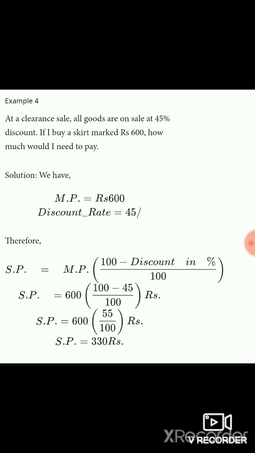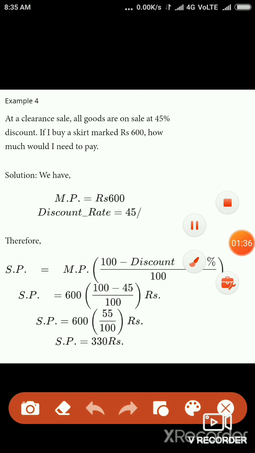Okay, one more example for you. At a clearance sale, all goods are on sale at 45% discount. The shopkeeper is offering a discount of 45%. Okay, if I buy a skirt marked at rupees 600, this is the mark price, 600 is the mark price. How much would I need to pay? I need to pay the selling price set by the shopkeeper. The selling price for the shopkeeper is the cost price for me. Okay, it means we have to calculate the selling price for the shopkeeper. MP 600, discount percentage 45%.